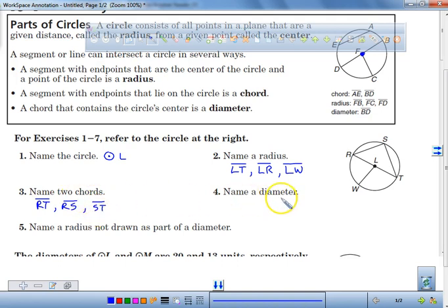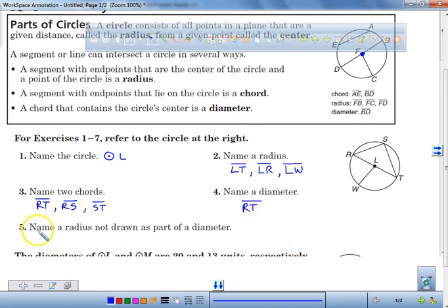It says name a diameter. Now, there's only one diameter here. No. LT is just a radius. A chord has to go from one part of the circle to the other part of the circle. The only reason that R to T is a chord is because it goes from one side all the way through another. It just happens to pass through the center. A chord that contains the circle's center, that's what we call a diameter. So that's why the diameter is from R to T.